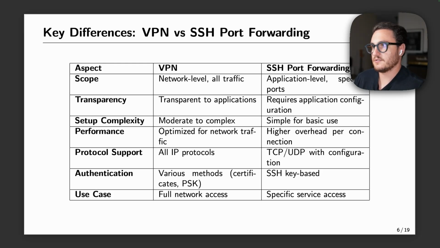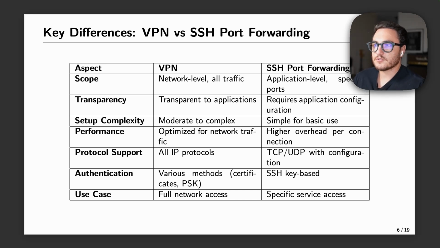VPN sends all traffic, while SSH port forwarding is application level. The transparency of a VPN is complete. We're going to see that all the VPNs are going to be NAT friendly. It's going to be as if the traffic is being generated by the VPN gateway from the perspective of the private network, while for SSH port forwarding, as we've seen with the remote port forwarding scenario, we had to do a double tunnel, first a remote, then a local, to make it work.